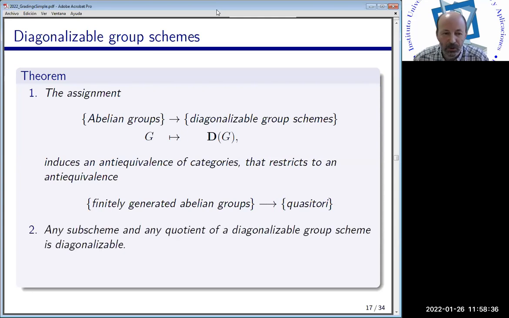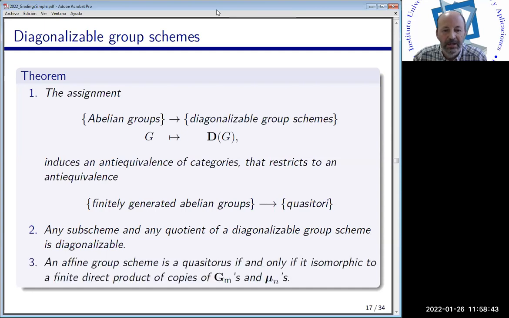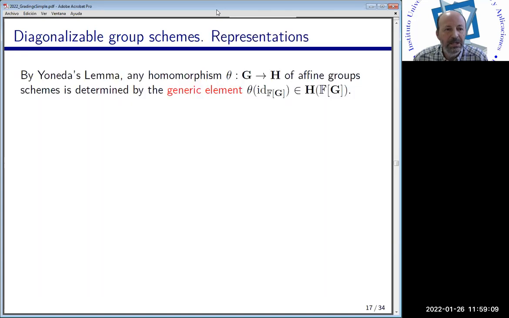And diagonalizable group schemes behave in a very nice way. So subschemes and quotients are again diagonalizable. And quasi-tori, these are the schemes that will appear, are exactly, up to isomorphism, the finite direct products of copies of the multiplicative group scheme and the group schemes of roots of unity. So this is all well known. And what I want to stress is the following.